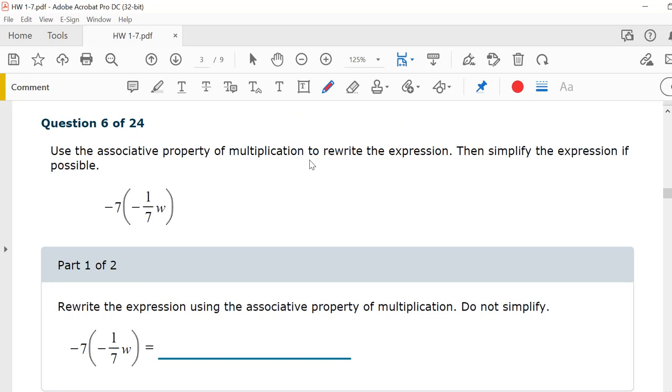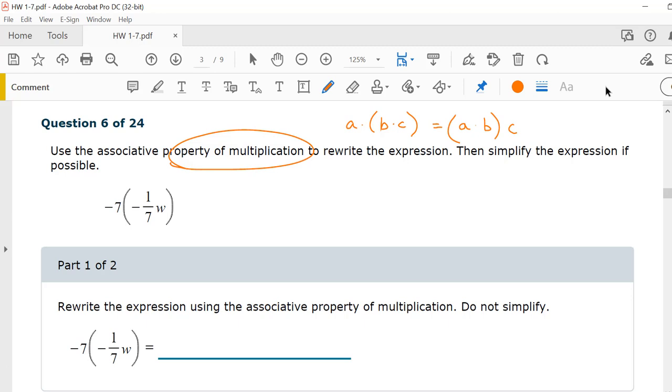Number 6. Again, associative property of multiplication. Sorry, my tongue is a little tired early this morning. A times B times C is equal to A times B times C. That's the property we're using.